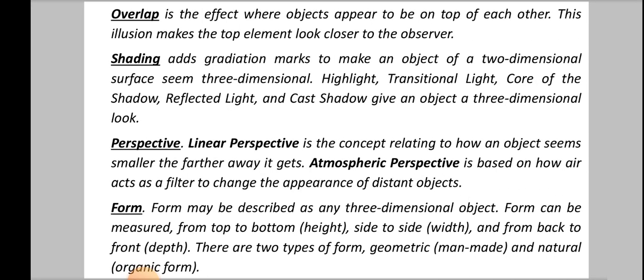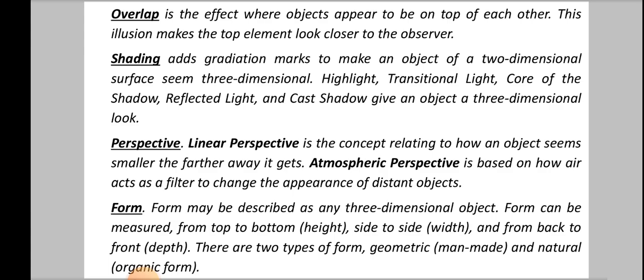Overlap. It is the effect where objects appear to be on top of each other. This illusion makes the top element look closer to the observer. Shading adds gradation marks to make an object on a two-dimensional surface seem three-dimensional. Highlight, transitional light, core of the shadow, reflected light, and cast shadow give an object a three-dimensional look.